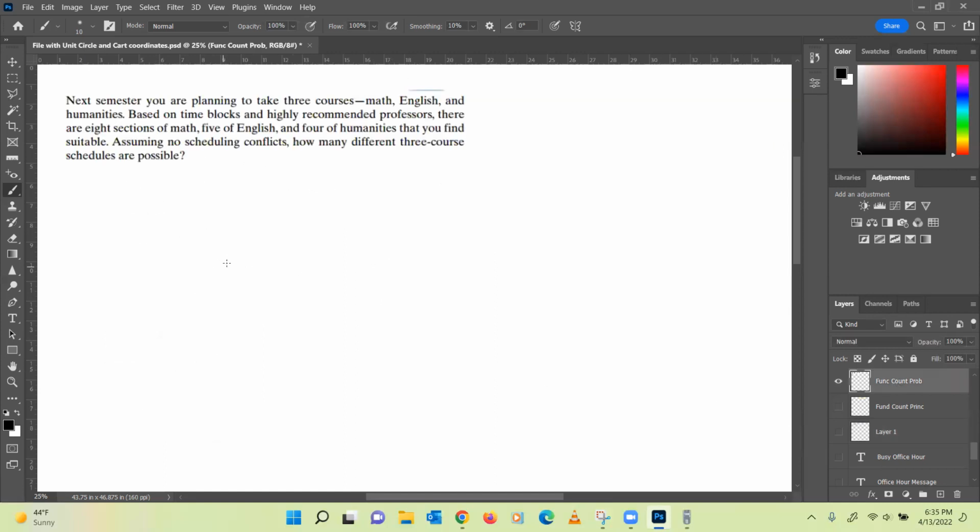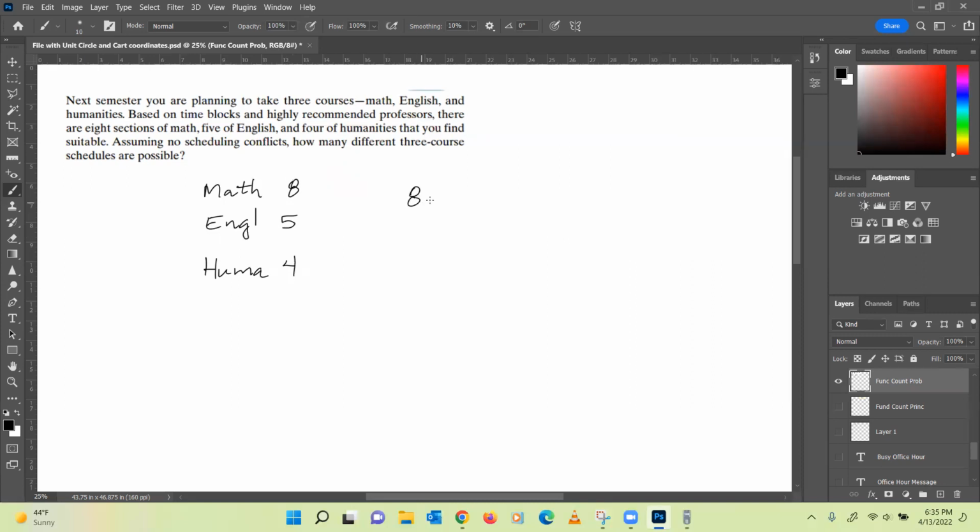If we look at a problem like this, it might help us figure that sort of thing out. Next semester, we're planning to take 3 courses: math, English, and humanities. We've got certain time blocks, of course. You've registered for classes, you know how it works. It talks about highly recommended professors. There are 8 sections of math, 5 sections of English, and 4 humanities sections that are all suitable, and they could all be used at any given time. If there are no scheduling conflicts among all of those sections, how many different 3-course schedules can you get?